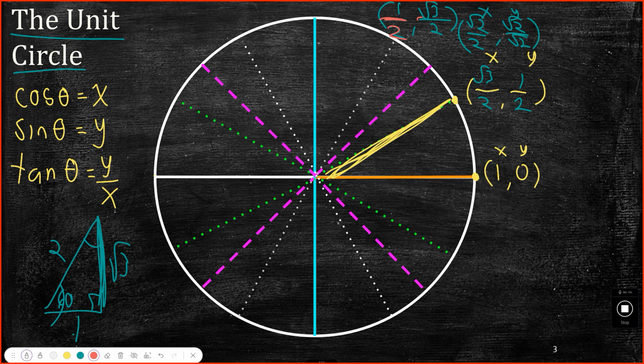Over 2. Did I put a square root on it? Everything is over 2. And so now on top, you're going to do this.